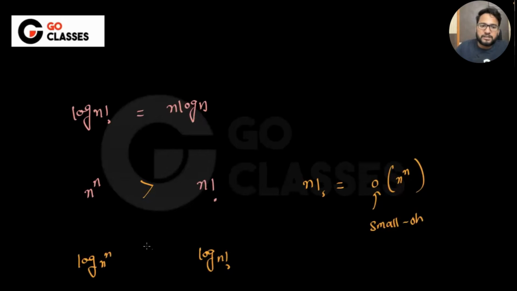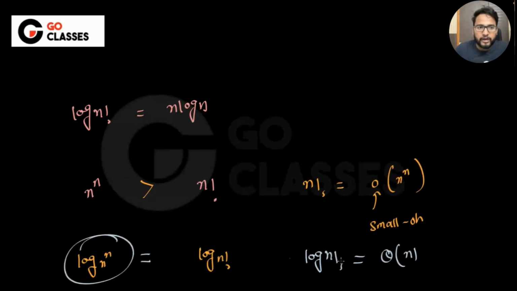Then they are equal. Yes, that's very nice. Then they are equal, which means that log of n factorial is exactly equal to this, which means in terms of theta, you can say it is n log n. This is nothing but n log n, right? n log n. Okay.